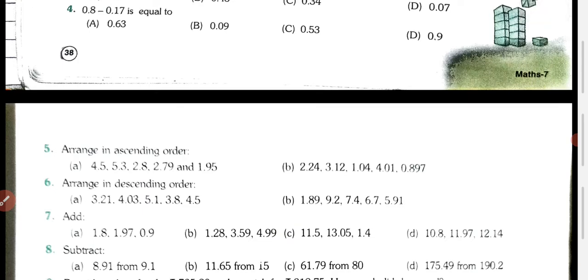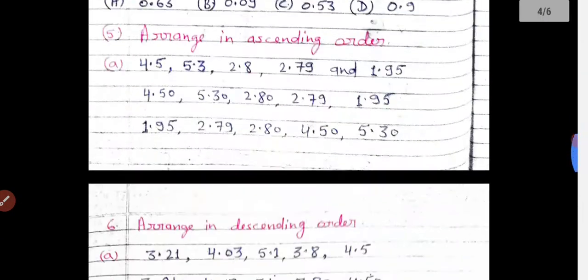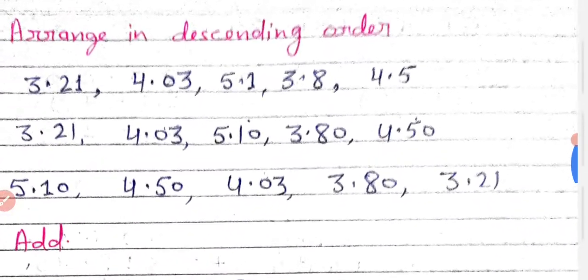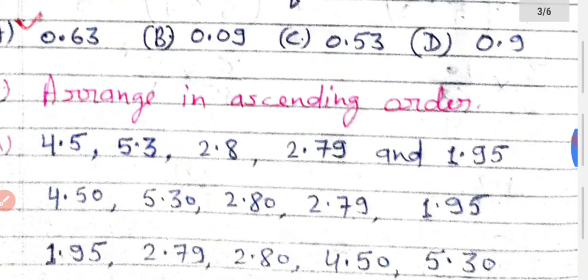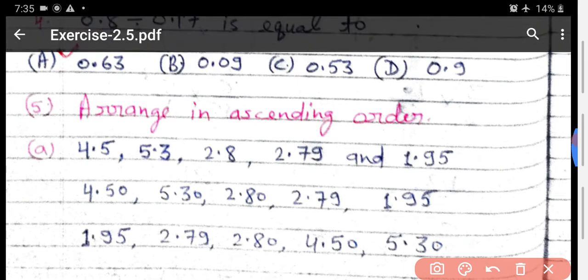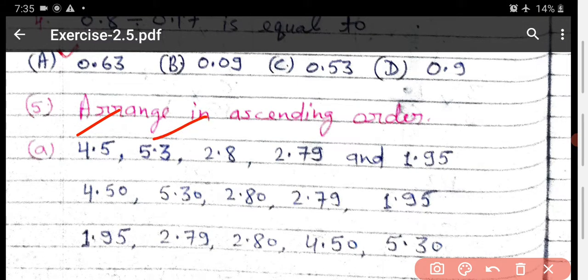Arrange in ascending order. Okay, you have to arrange in ascending order. Now look here, arrange in ascending order. So your question is 4.5, 5.3, 2.8, 2.79 and 1.95. Okay, now here after decimal 1 digit, here after decimal 1 digit, 1 digit, after decimal 2 digit and 2 digit. So they are not in standard form.